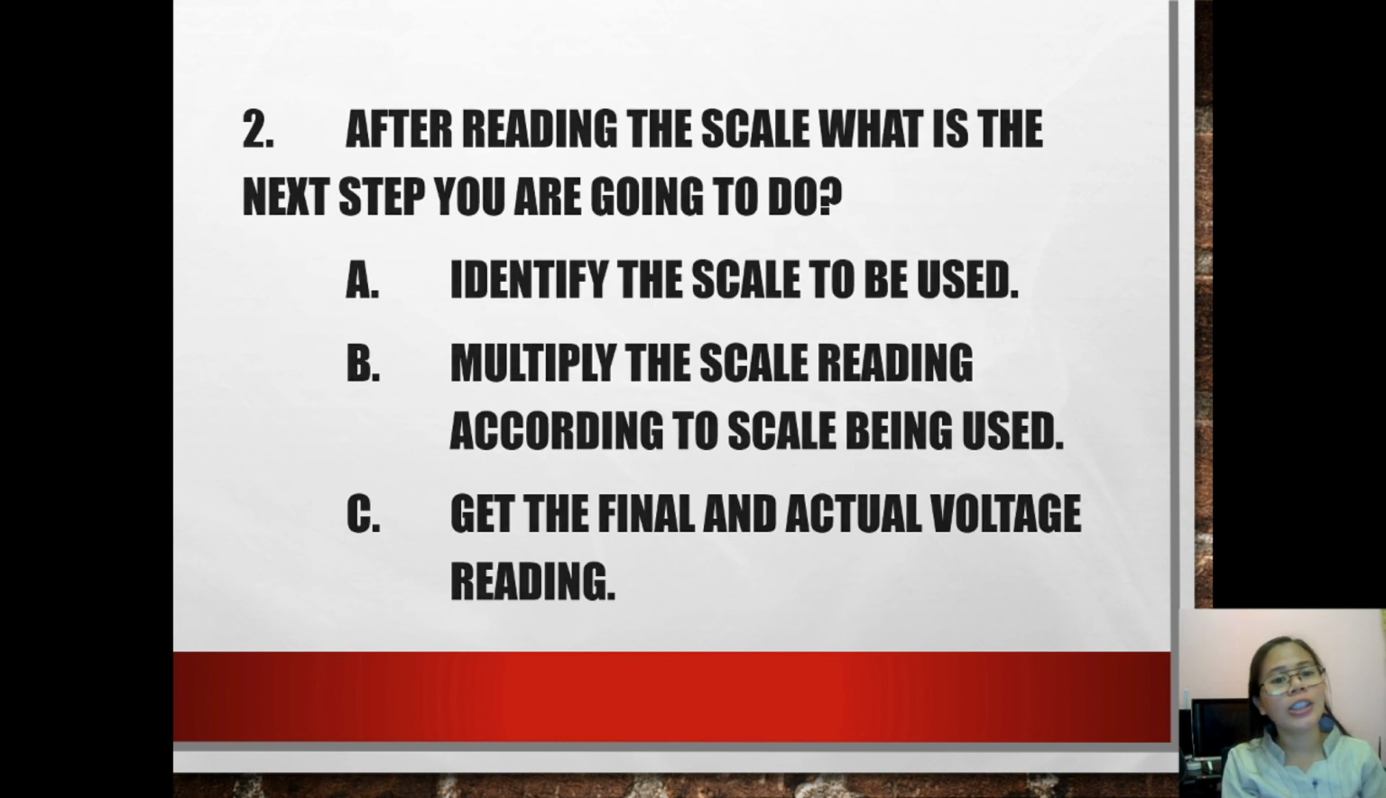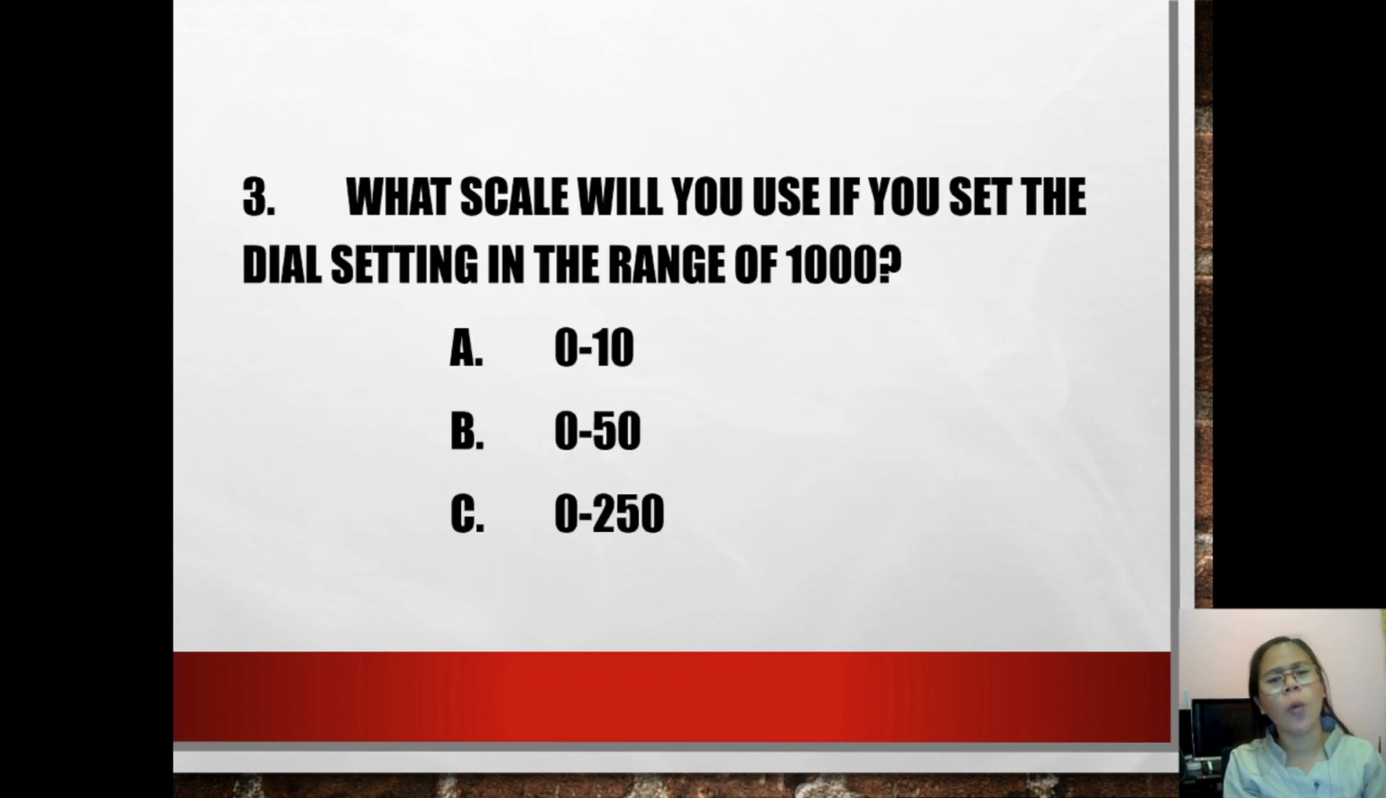Okay, next question. Number 3. What scale will you use if you set the dial setting in the range of 1,000? A. 0 to 10. B. 0 to 50. C. 0 to 250. Again, what scale will you use if you set the dial setting in the range of 1,000? A. 0 to 10. B. 0 to 50. C. 0 to 250.